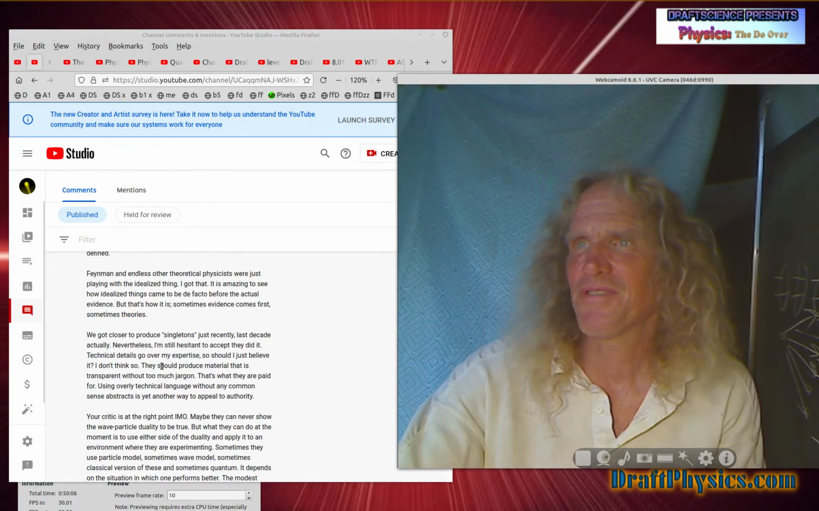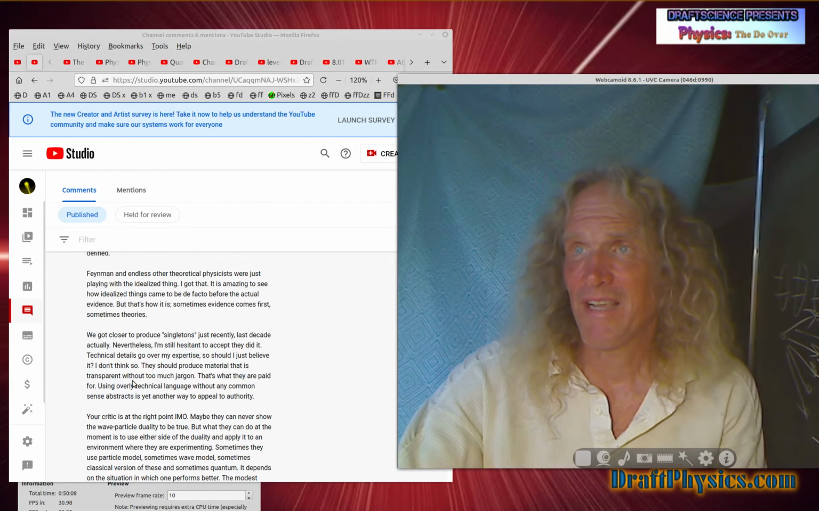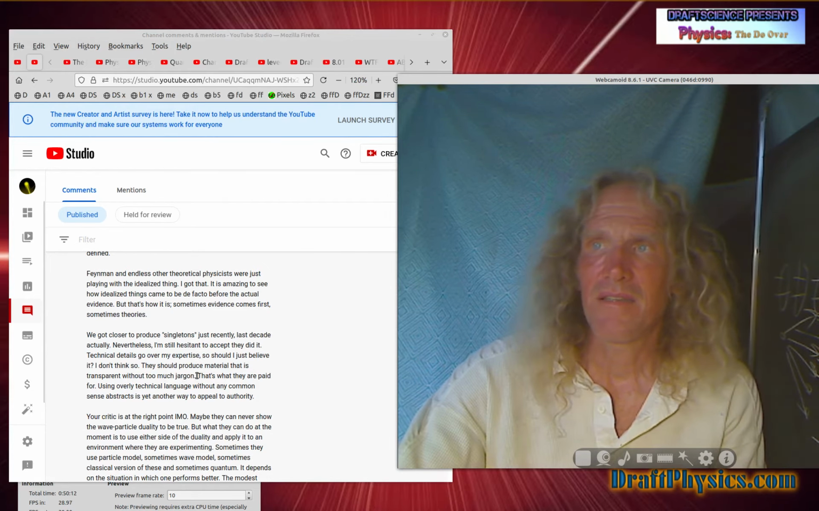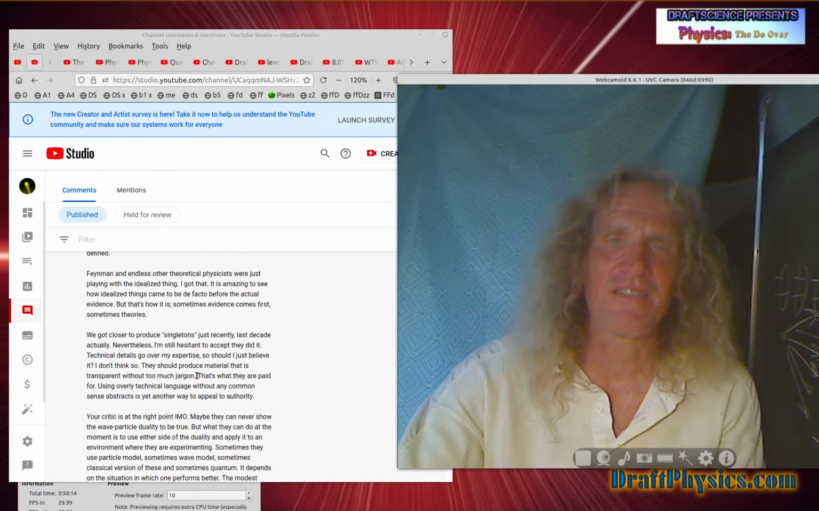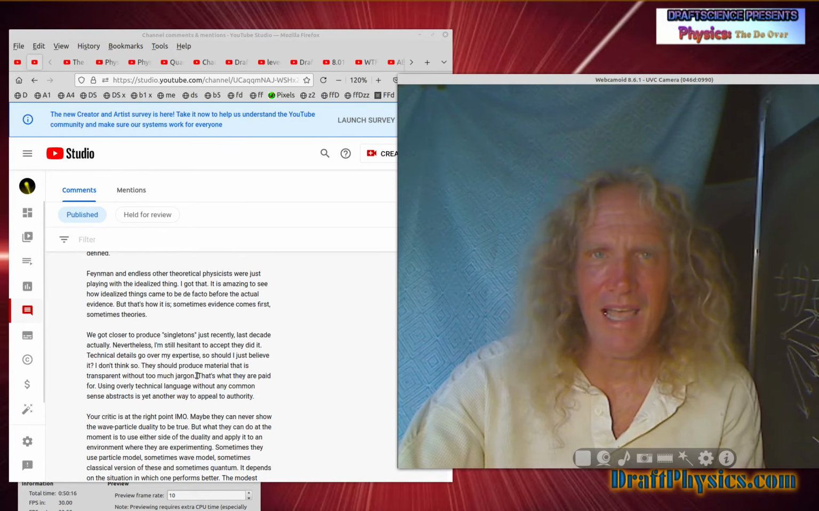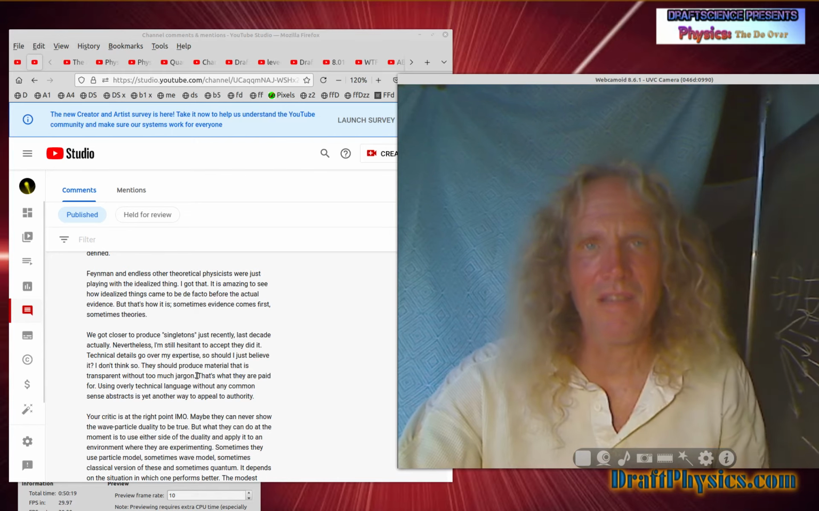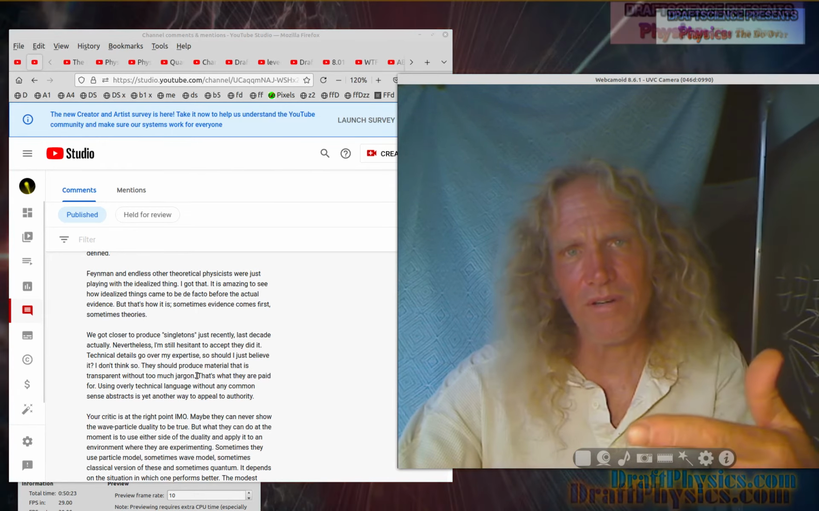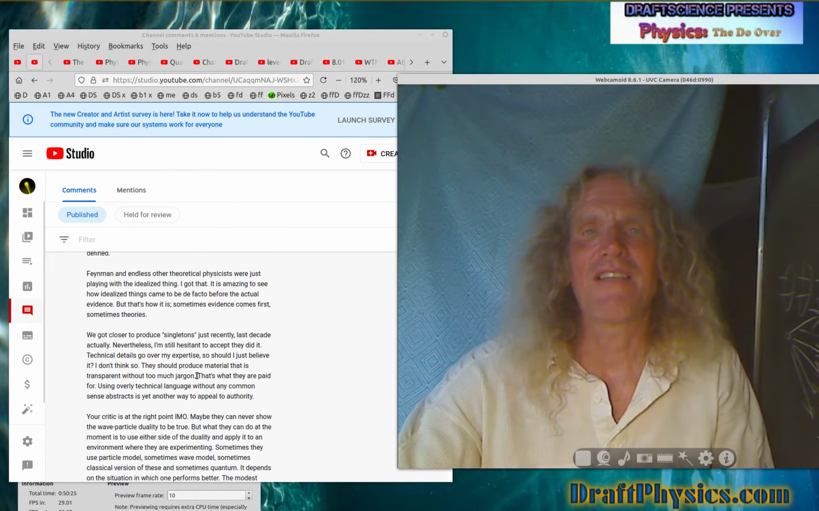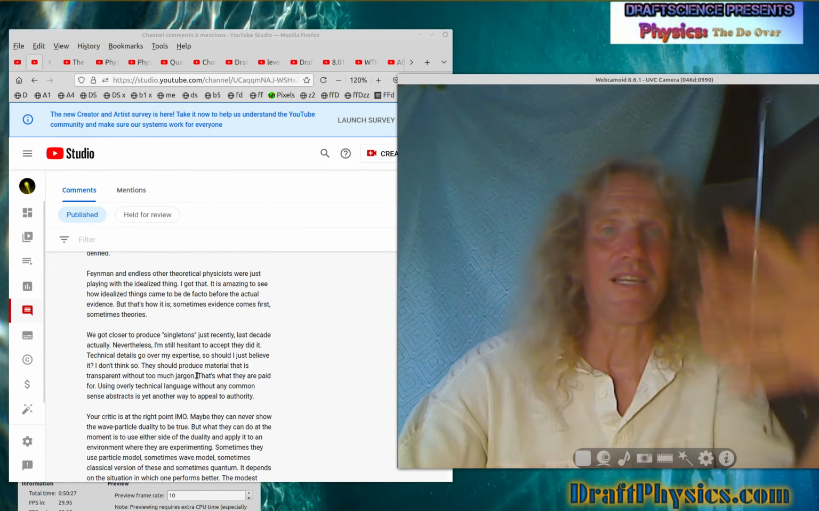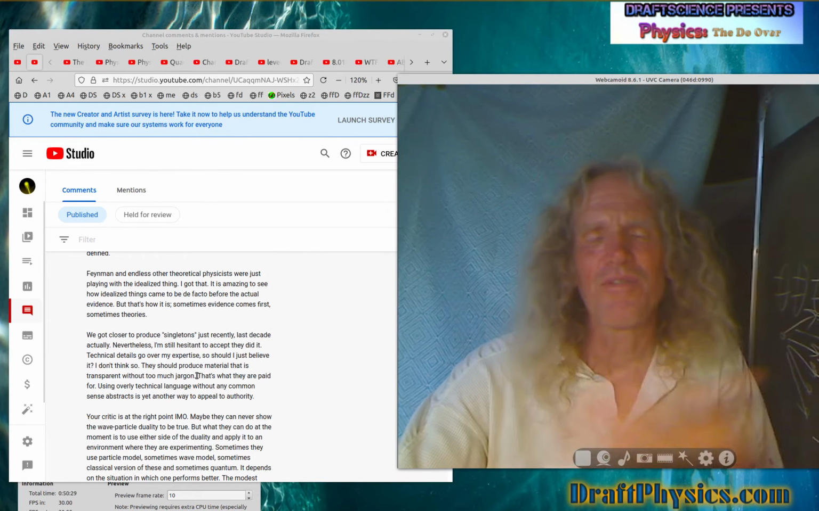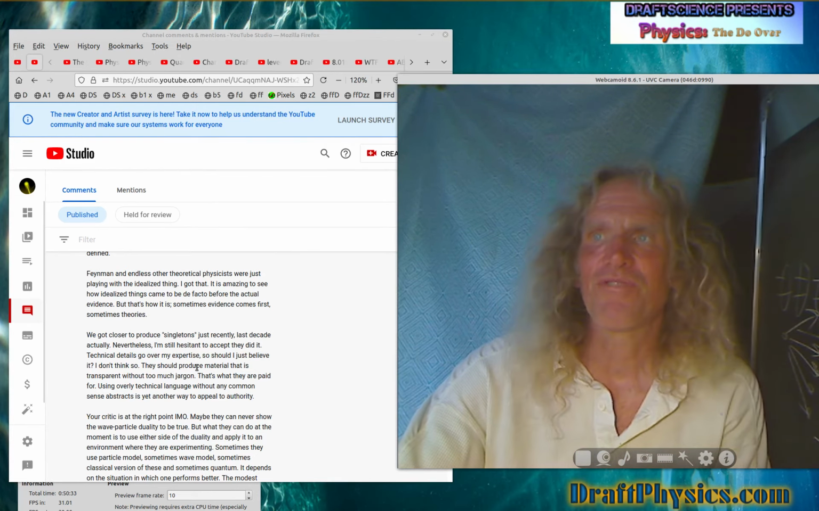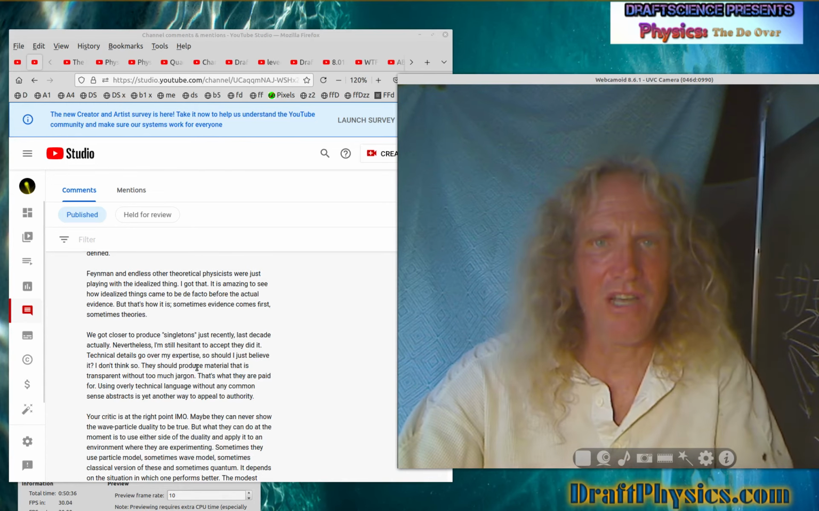They should produce material that is transparent without too much jargon. Transparency just has to do with arrangement. Obviously, glass transmits light very reliably. What do you think it's transmitting? It's transmitting a force. How can it transfer the force reliably in exactly the same pattern? So it has to have a very exact geometry. So if you want to make something transparent, you just give it exact geometry.